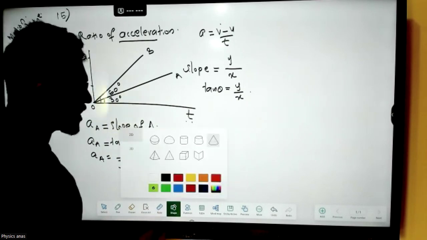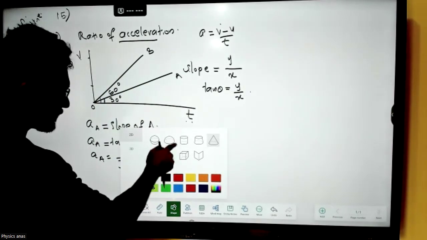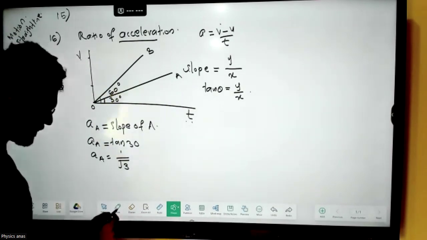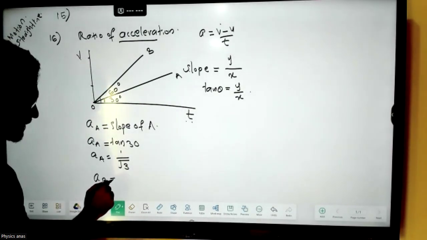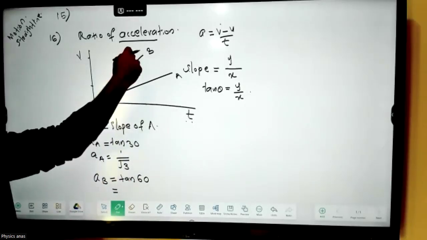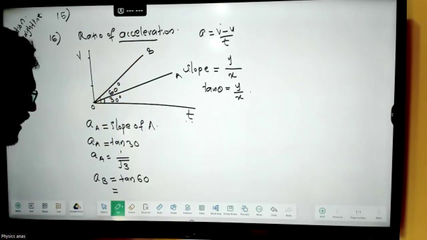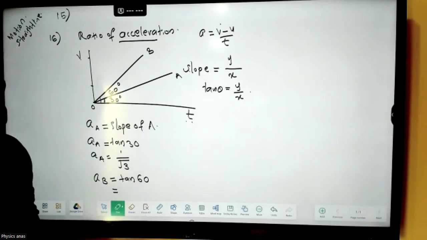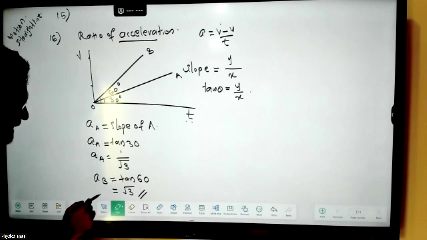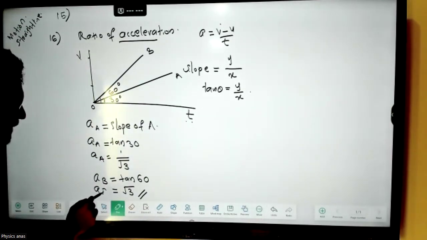Then what is the acceleration of B? Yes, the acceleration of B will be tan 60. Good, tan 60. That is the acceleration of B, velocity change divided by time. That will give you the acceleration of B. Then what is tan 60? Tan 60 is root 3. So the acceleration of B is root 3.